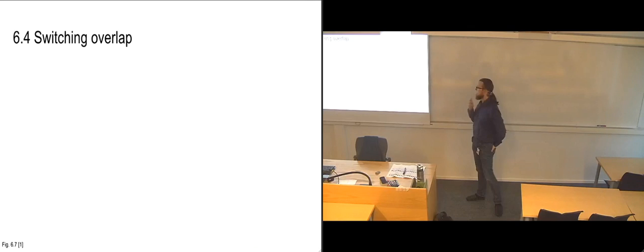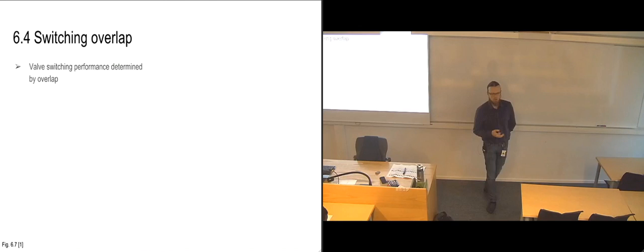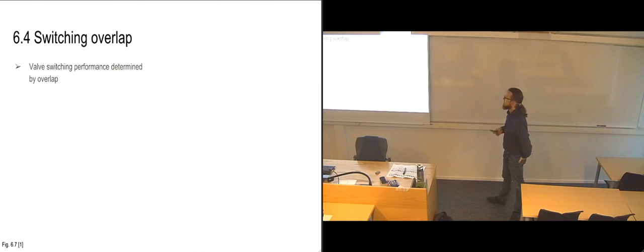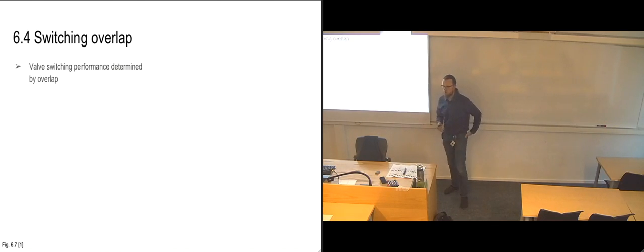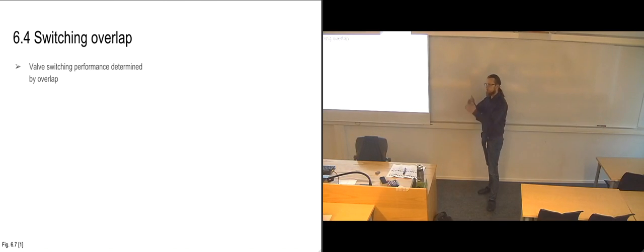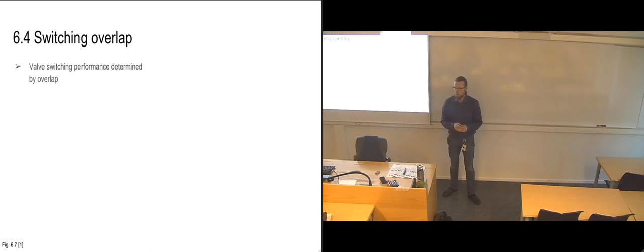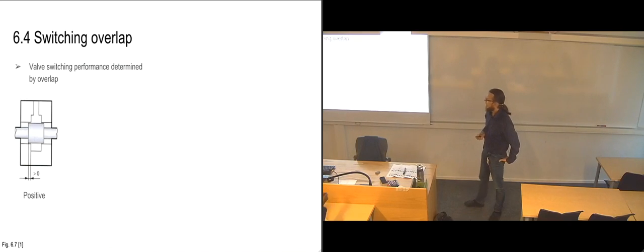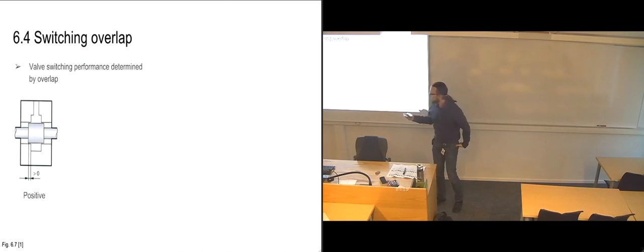So, switching overlap. The performance of the valve is determined by the overlap. So the switching performance, when you are actually activating the valve, moving it from one position to another, the performance of how that is going to act upon the system is determined by the overlap. And the overlap is, like shown here, where we have a positive overlap.